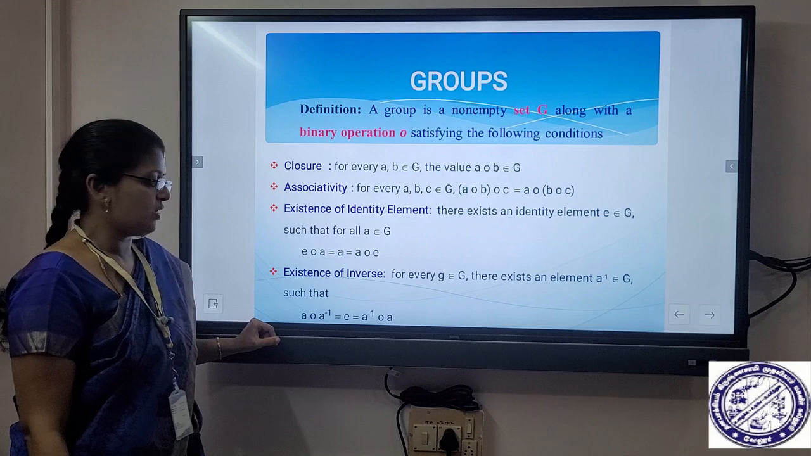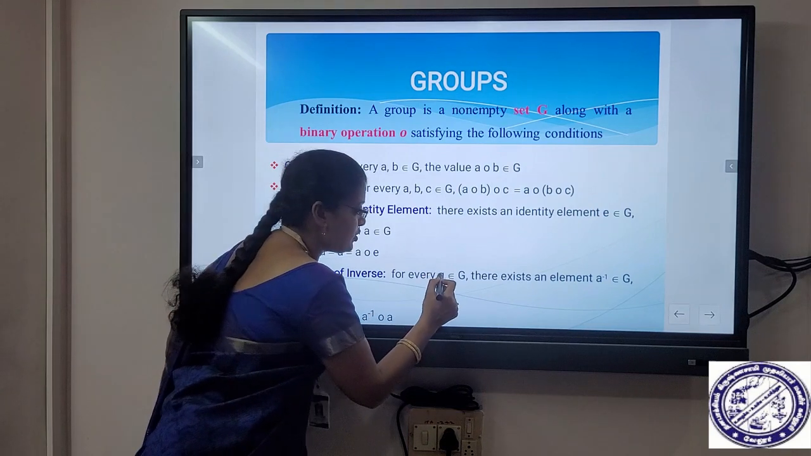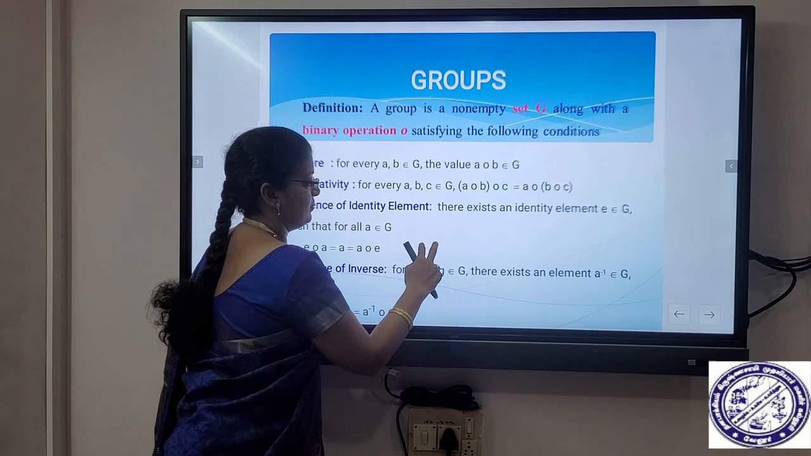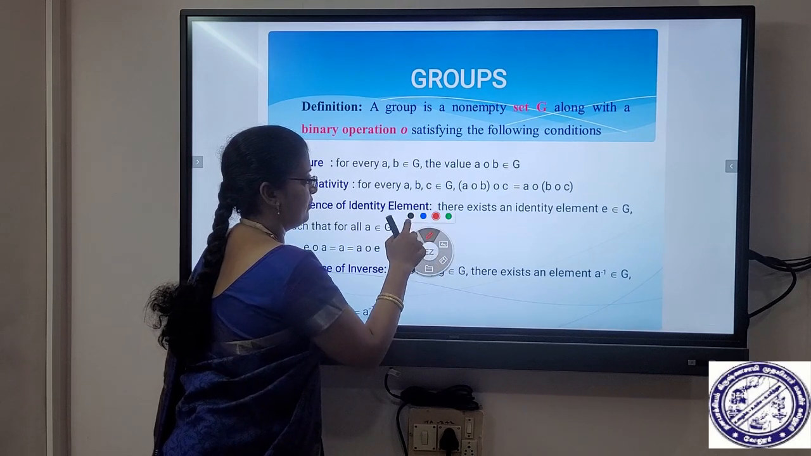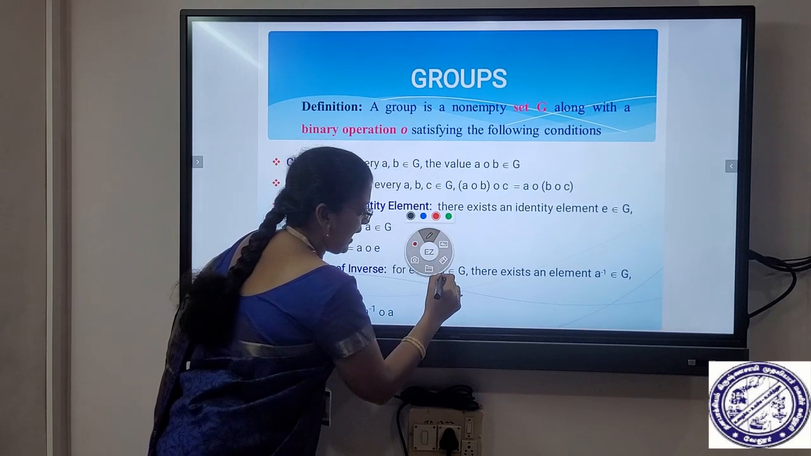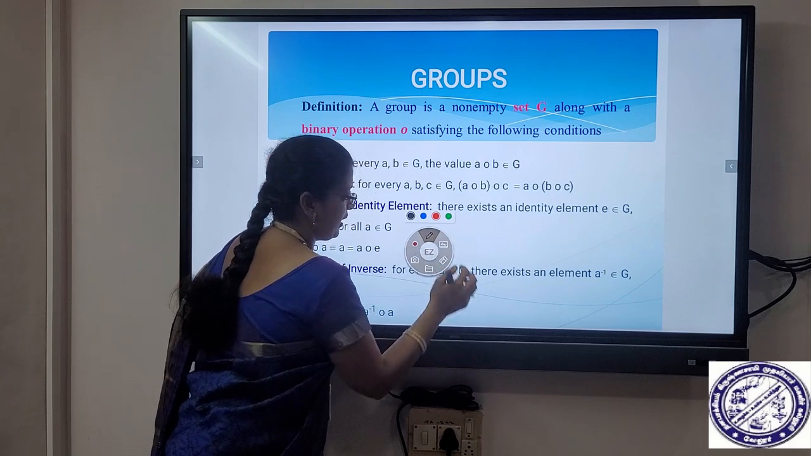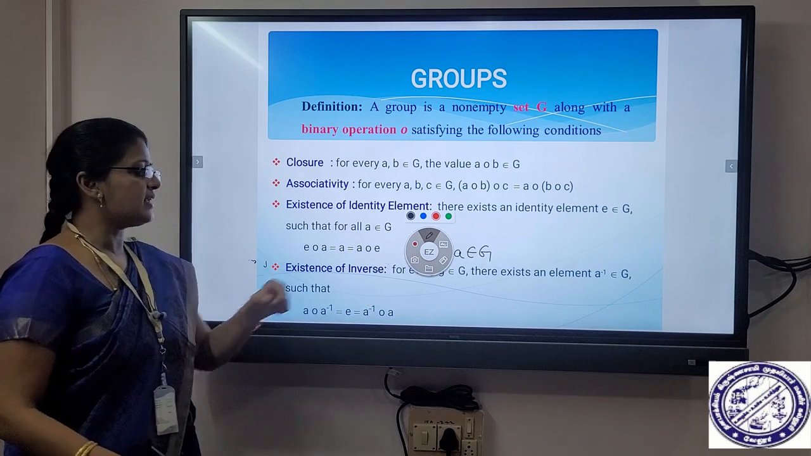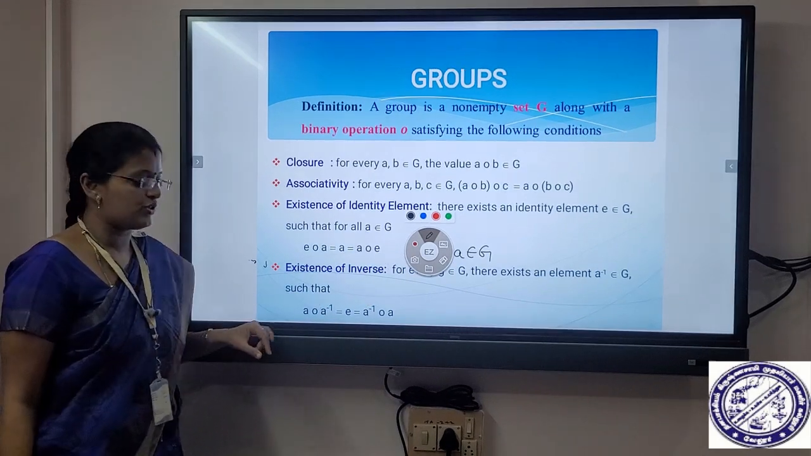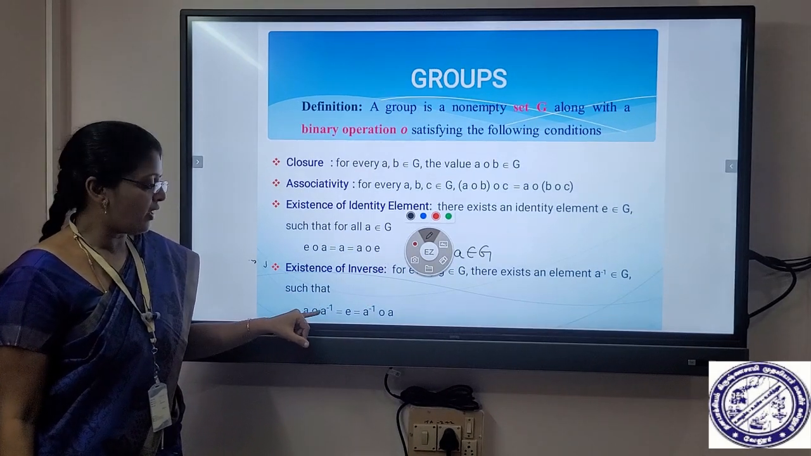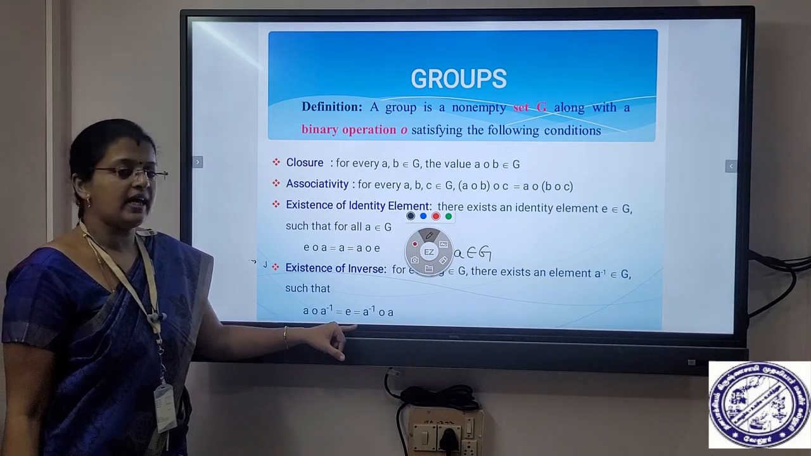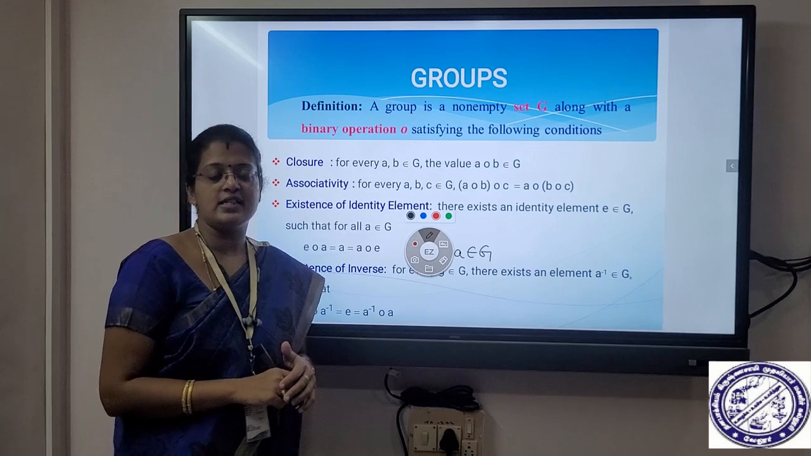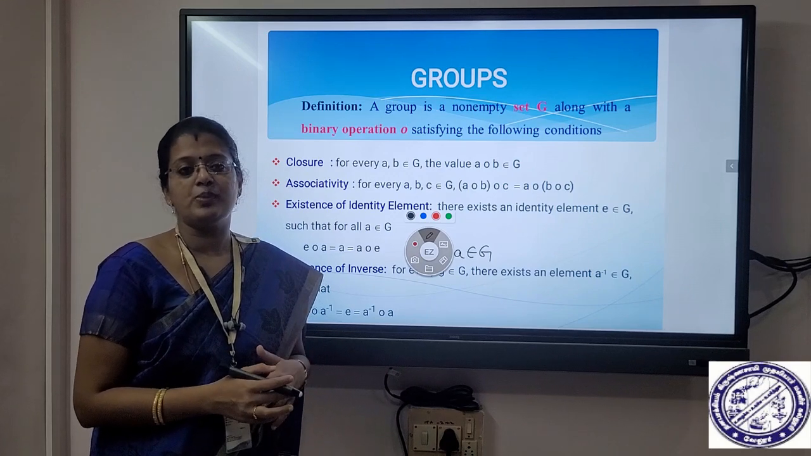Existence of inverse: for every A belonging to G, there exists an element A inverse belonging to G such that A product A inverse equals E equals A inverse product A. If all these four conditions are satisfied, then the set is said to be a group.